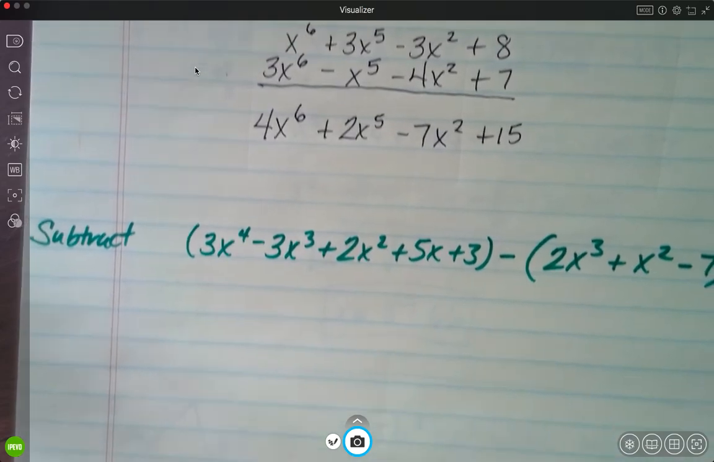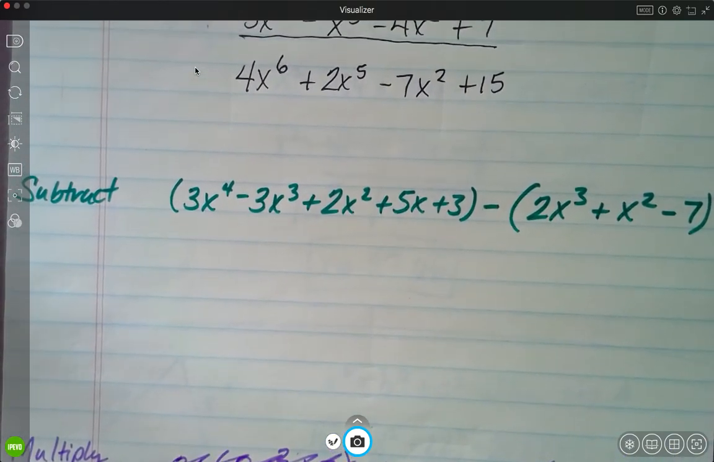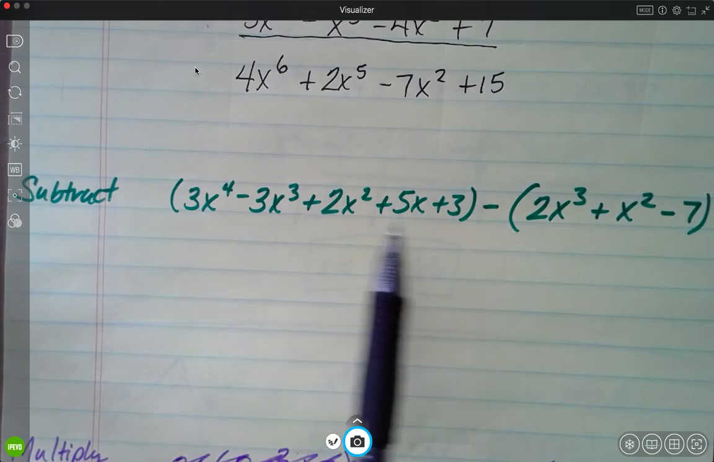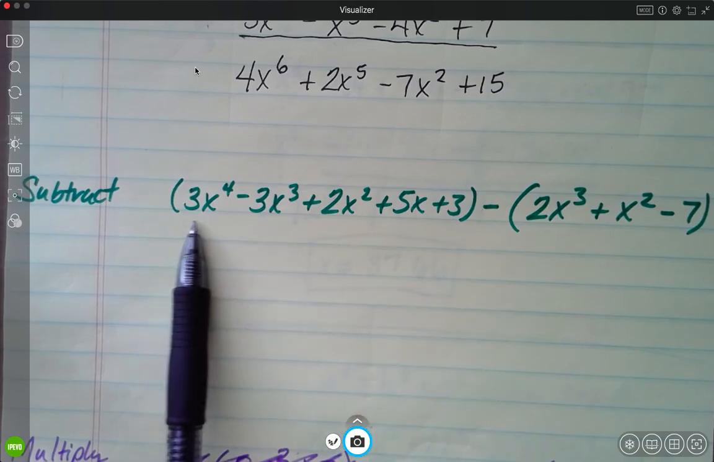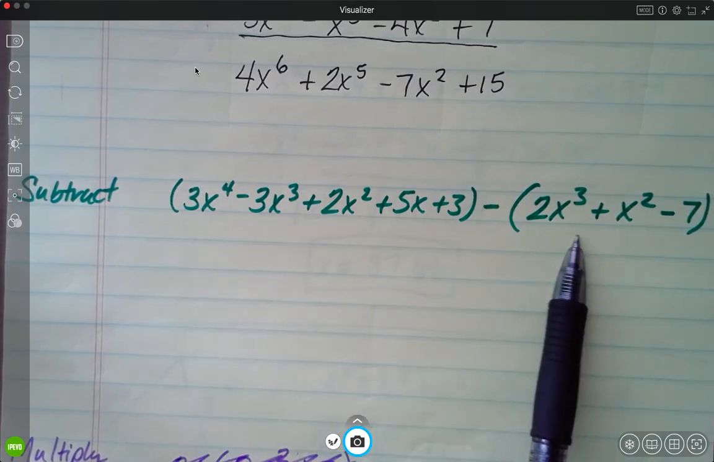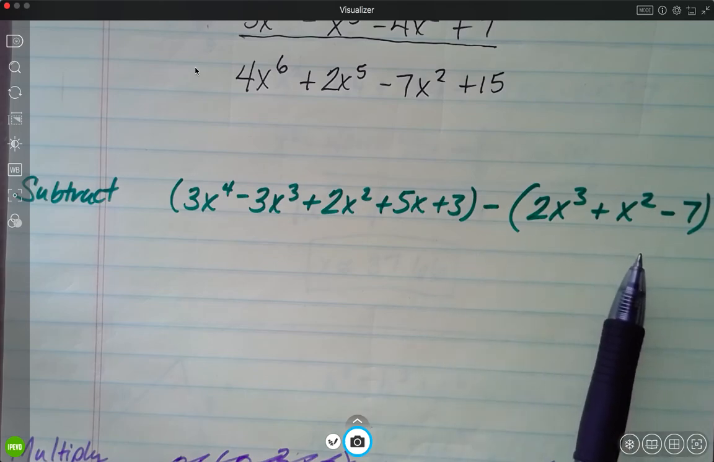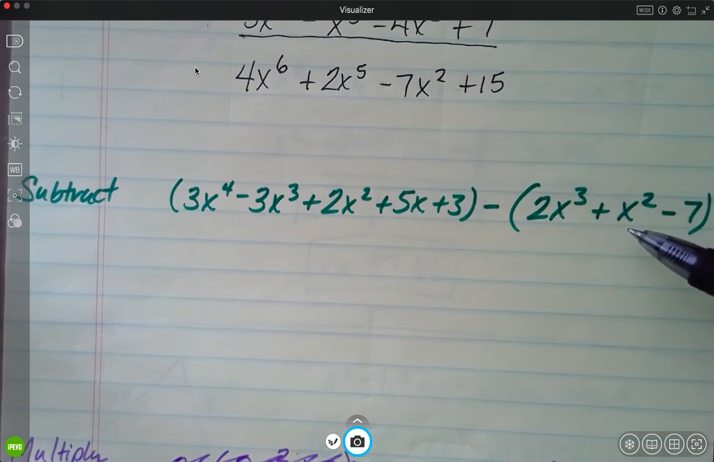The next one, subtraction, can sure be a little confusing. We just got to be very careful. So when I look at this, I have my whole first polynomial minus this second polynomial. And if you notice, there's a lot more terms in this first polynomial than there is in this trinomial. And so we're going to be subtracting each piece. The most common mistake is people will subtract the 2x cubed here, and they forget to subtract the x squared and subtract the negative 7.